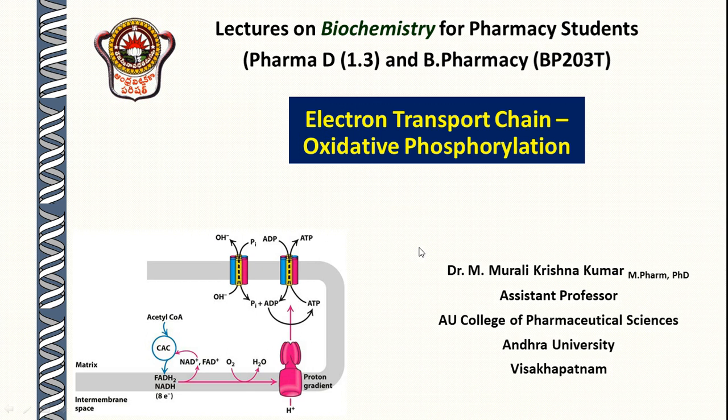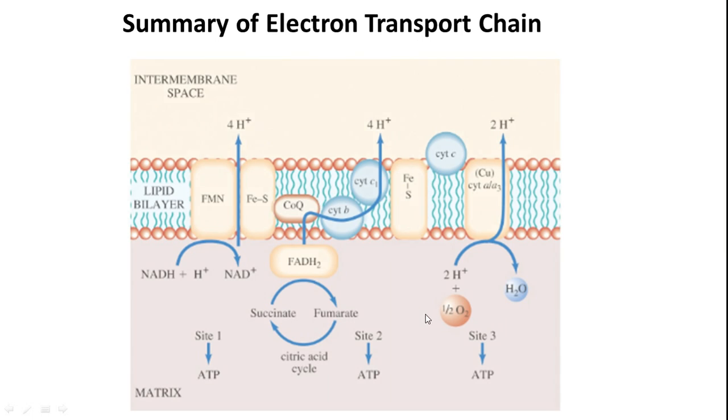So in this session we will discuss in detail the second part of the electron transport chain, that is oxidative phosphorylation. Okay, so in the last class what did we learn? The electron transport chain and how it is actually happening is what we have seen in the last class.